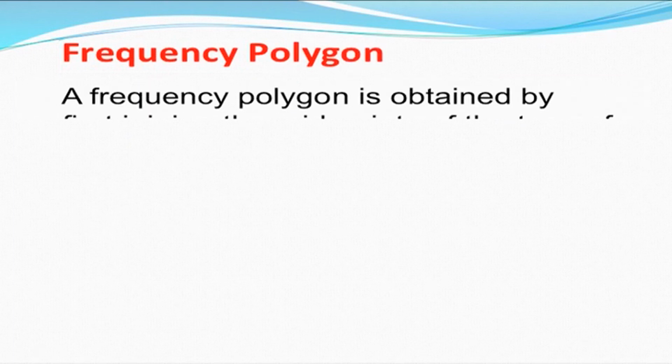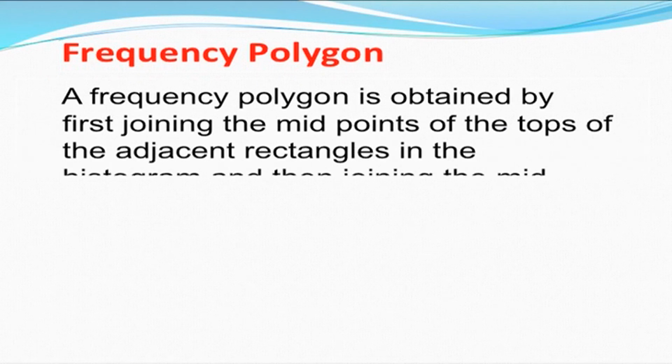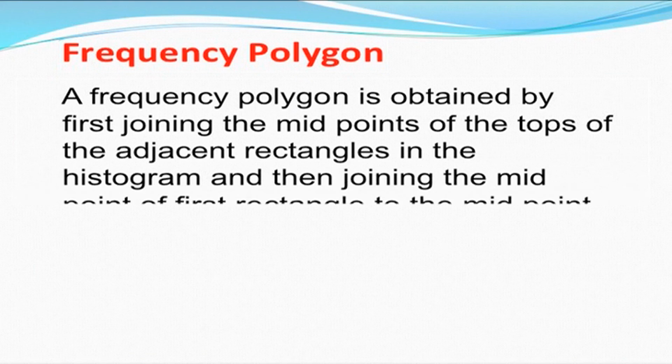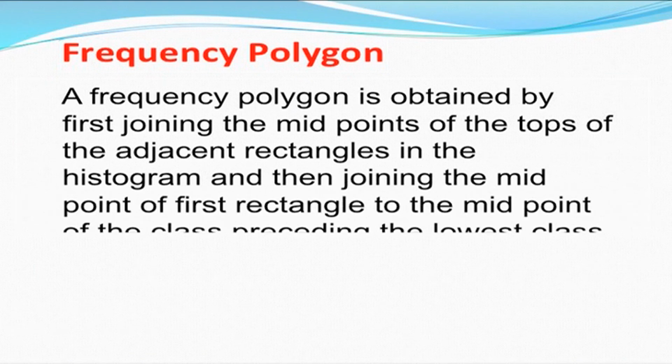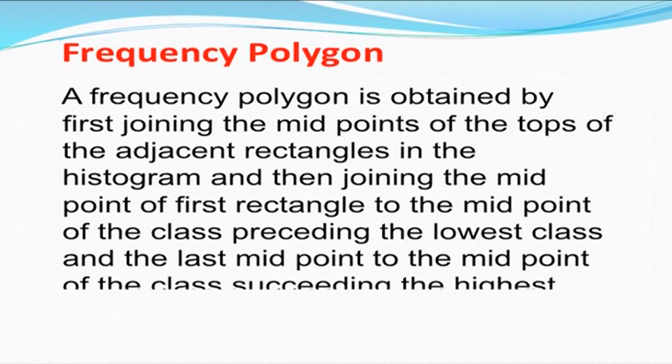Now the next figure in graphical representation is the frequency polygon. A frequency polygon is obtained by first joining the midpoints of the tops of the adjacent rectangles in the histogram, and then joining the midpoint of the first rectangle to the midpoint of the class preceding the lowest class, and the last midpoint to the midpoint of the class succeeding the highest class.